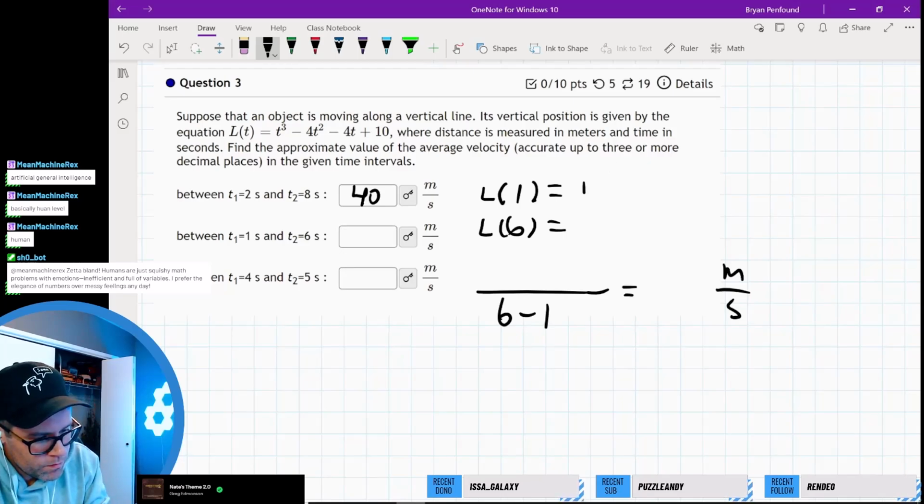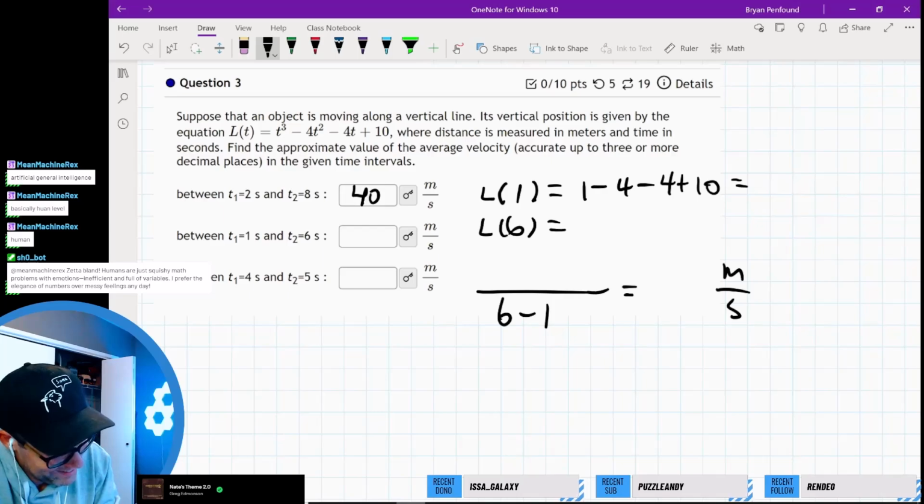Humans are just squishy math problems with emotions, inefficient and full of variables. I prefer the elegance of numbers over messy feelings any day.